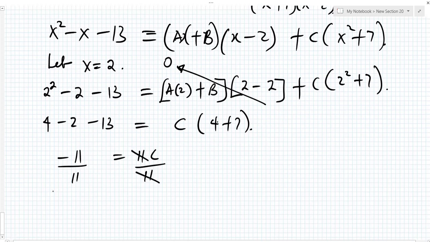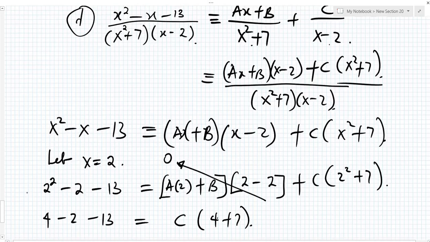This cancels this. This divided by this. Minus 11 divided by 11, we have minus 1, which is equal to c. So it implies that our c is equal to minus 1.